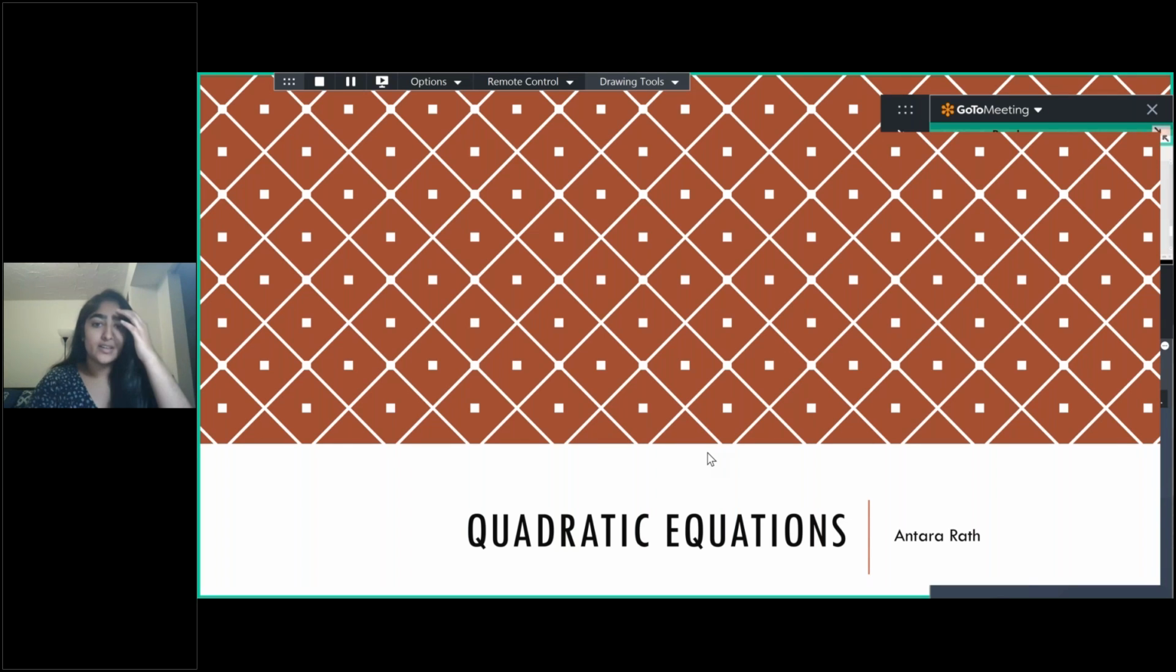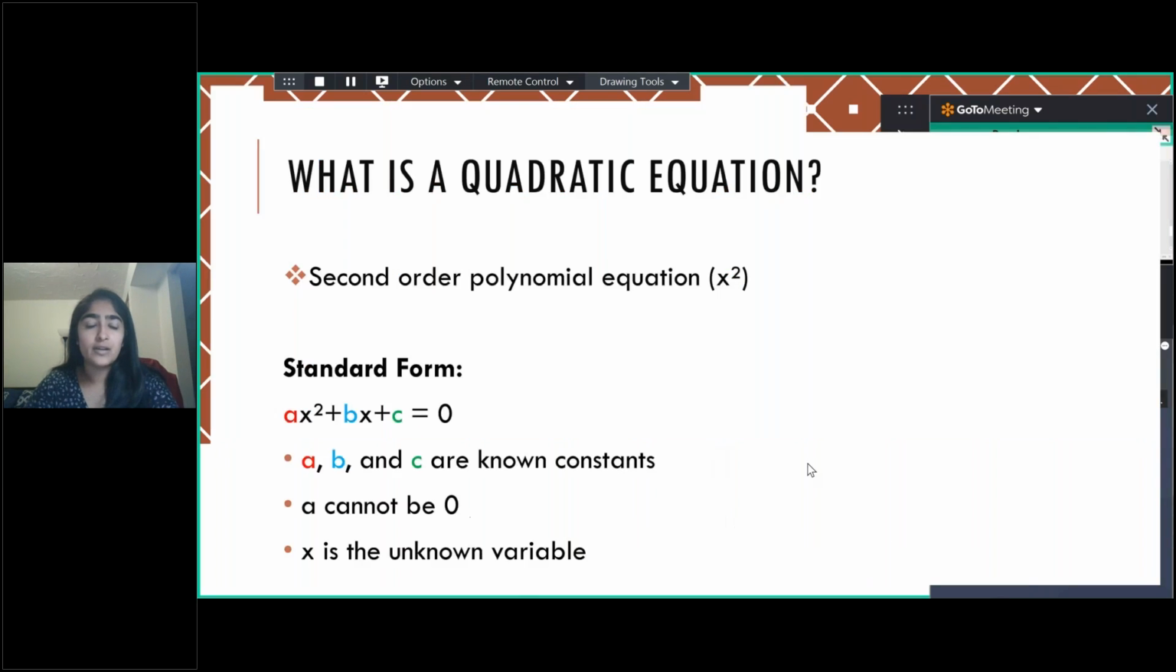So basically, I wanted to talk about, first of all, what is a quadratic equation? It's basically a polynomial equation of second order, or degree of 2. So the highest order would be, if you had an unknown variable of x, x squared in that equation. And usually the standard form is given as ax squared plus bx plus c equals 0.